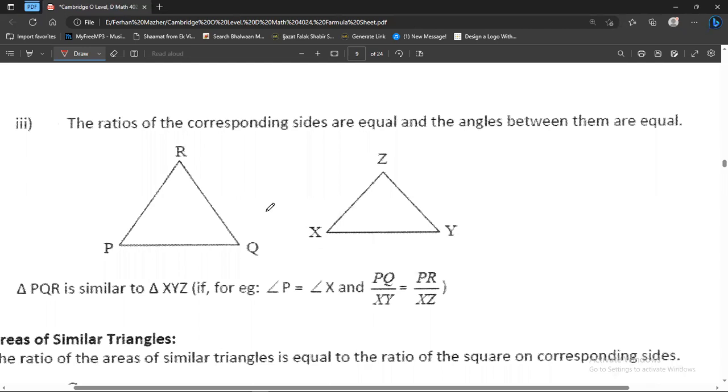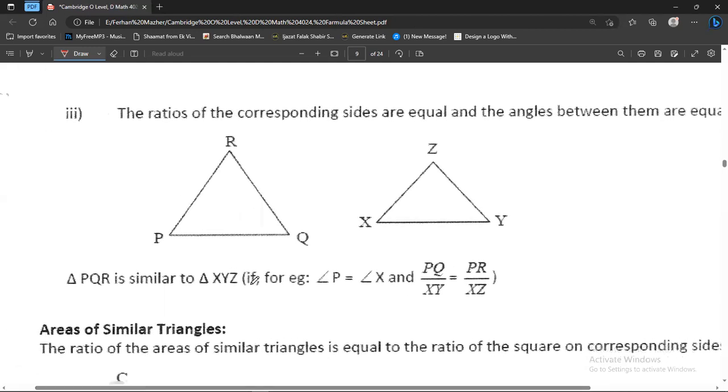The third is the ratio of the corresponding sides being equal and the angle between them being equal. If the ratio of the two corresponding sides is the same and the included angle is also the same, then triangle PQR is similar to triangle XYZ if, for example, angle P equals angle X and PQ divided by XY equals PR divided by XZ.